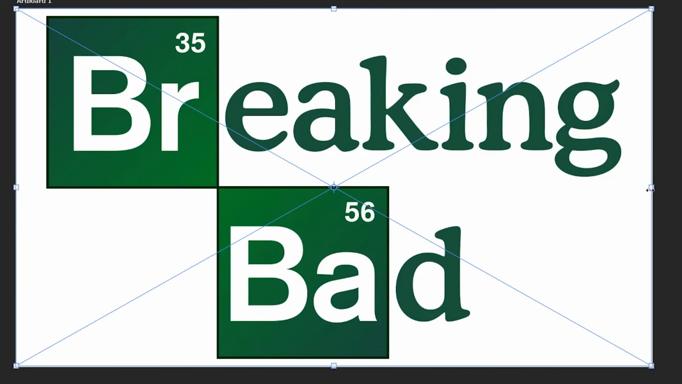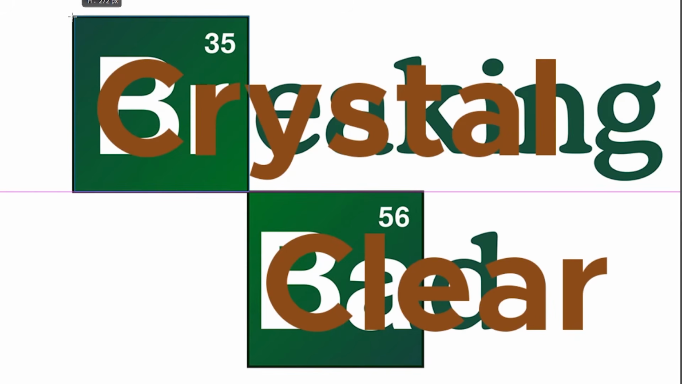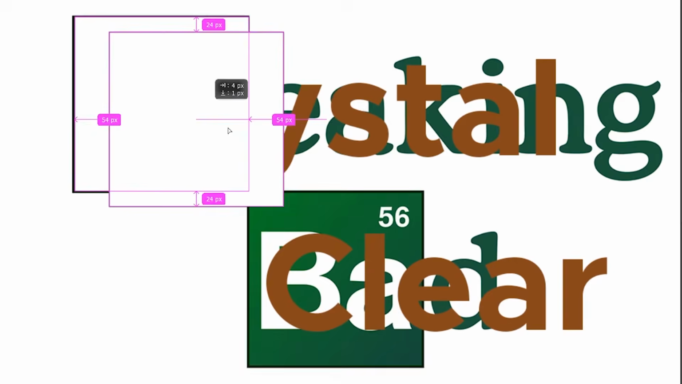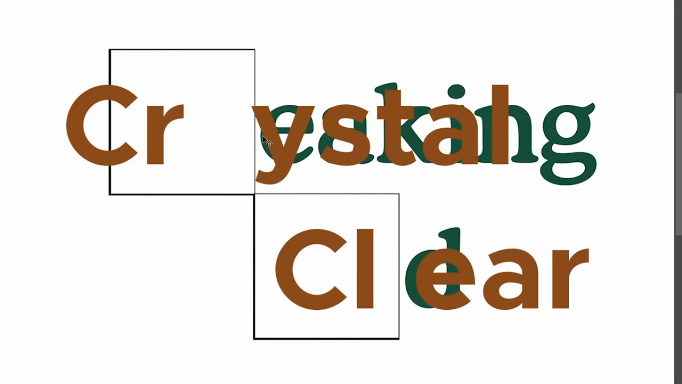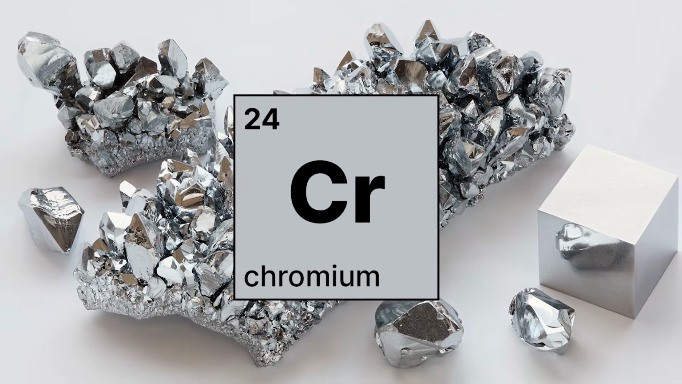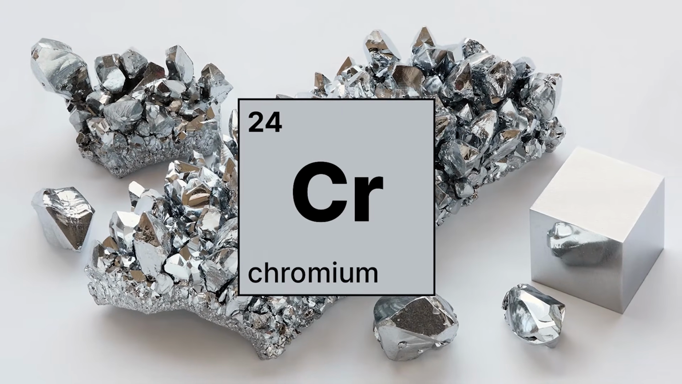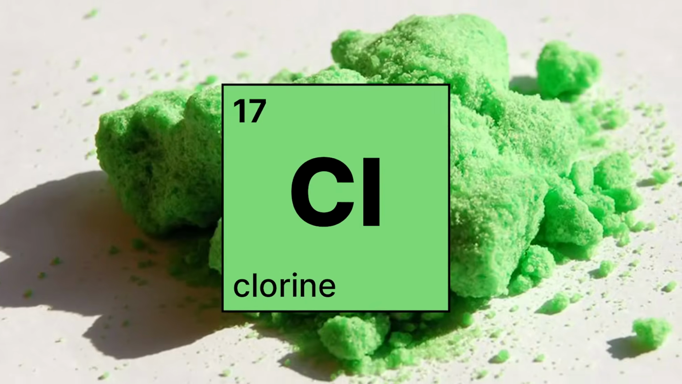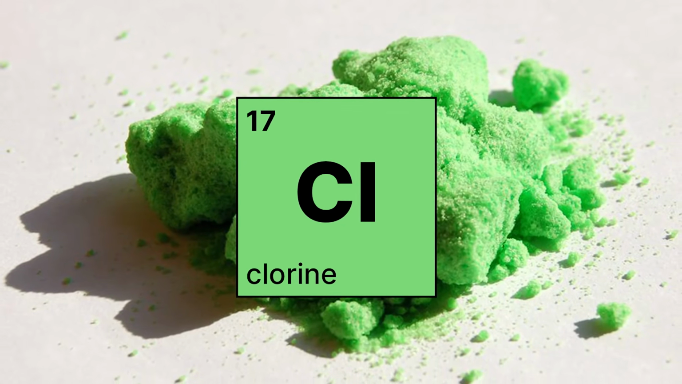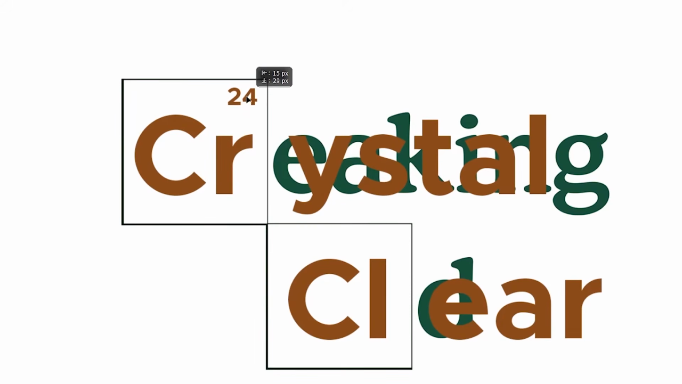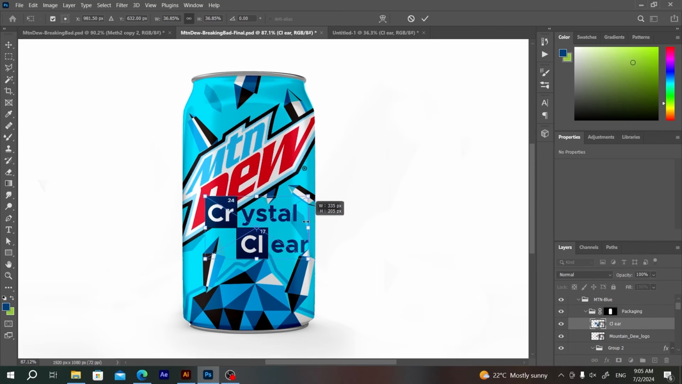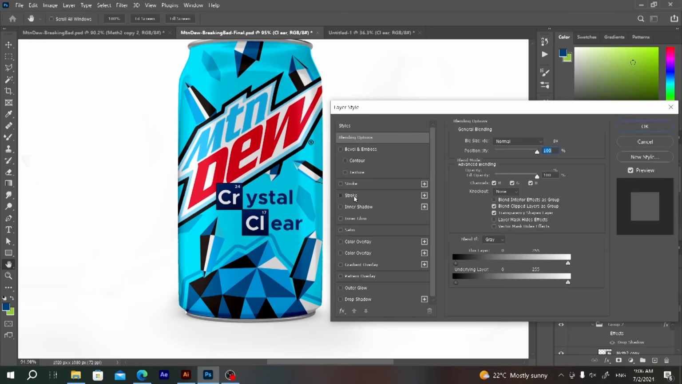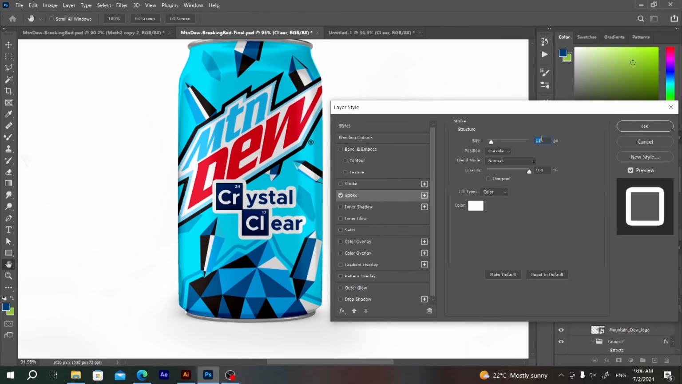Now for the flavor, I decided to go with crystal clear. Again, it doesn't indicate which flavor it is, but it sounds cool and it too works. Perfect to be stylized as the Breaking Bad logo. In the periodic table, Cr is chromium and its number is 24, and Cl is chlorine and its number is 17. So I'll add that to the crystal clear flavor logo just like that. I'll make the whole logo bluish and we are done. I'll place it on the can in the center empty space and I'll add a white stroke to make it pop more from the background.